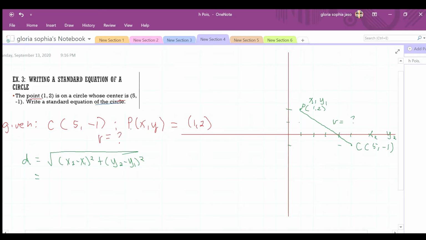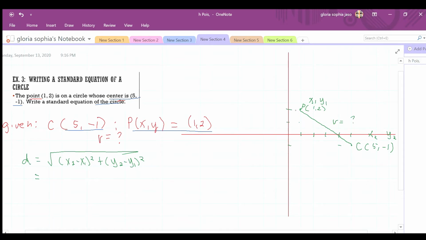So, let natin yung any point na yan, 1, 2. So, yung any point on the circle. So, point x, y. And then, yung center natin, sabi niya, the center is at 5, -1. So, ito yon. Okay? Pero class, pansinin natin, wala tayong radius, pero meron tayong dalawang points. So, plot natin sa Cartesian plane natin yung point natin. So, dito si point 1, 2, and then dito yung center natin, si 5, -1.